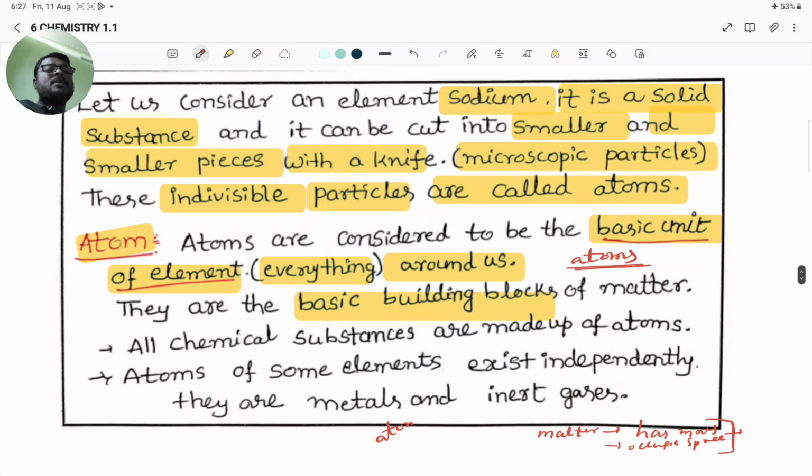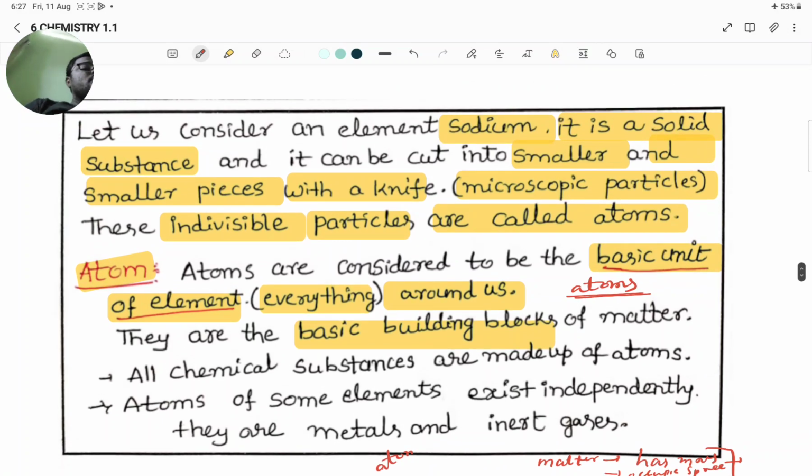Next, atoms of some elements exist independently. They are metals and inert gases. Some types of atoms do not exist independently, but the atoms that exist independently are the examples of metals and inert gases. What are metals and inert gases? Next video we will discuss. Okay, now I will stop here.